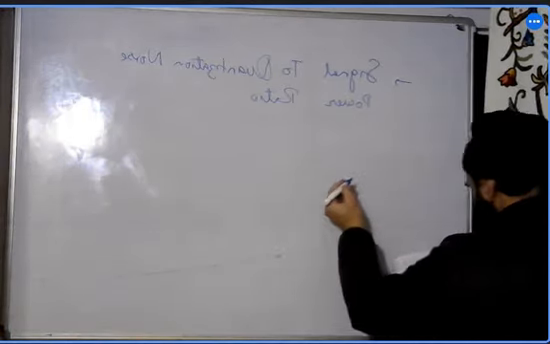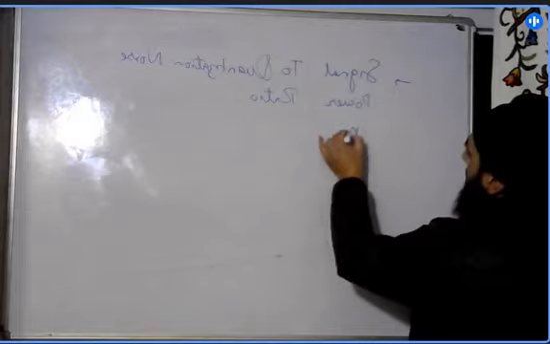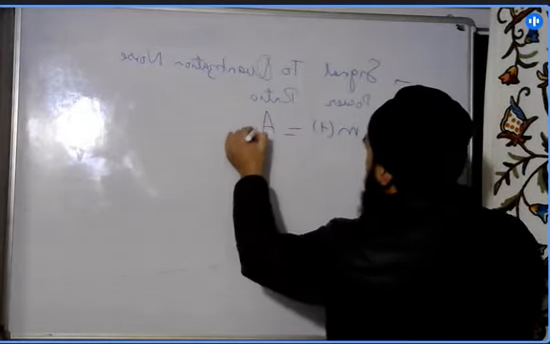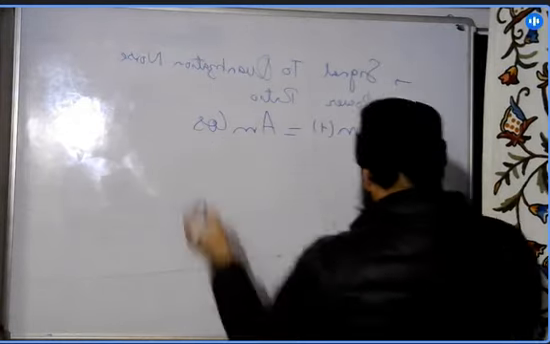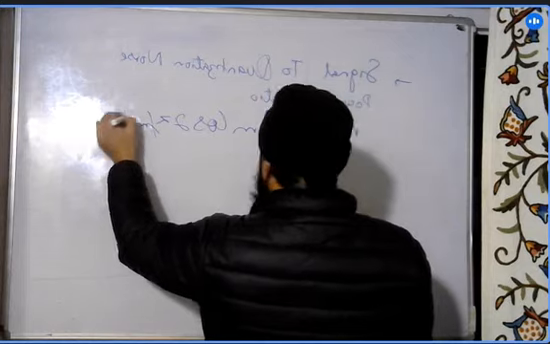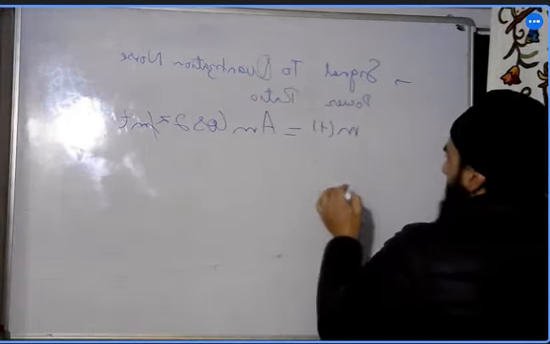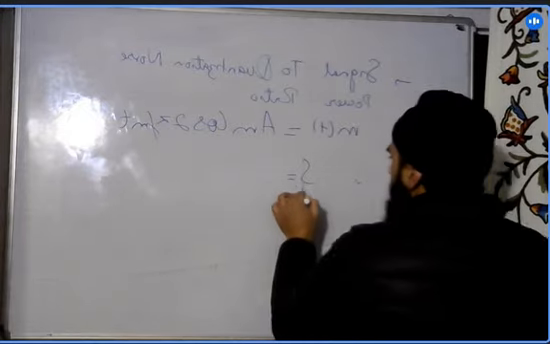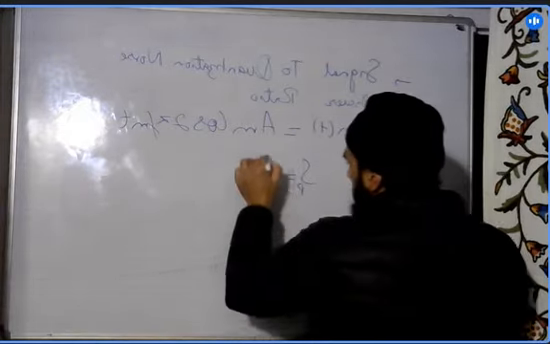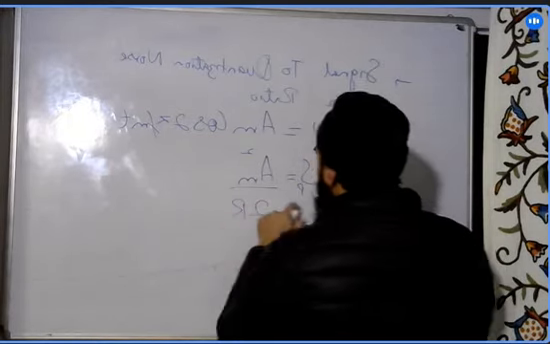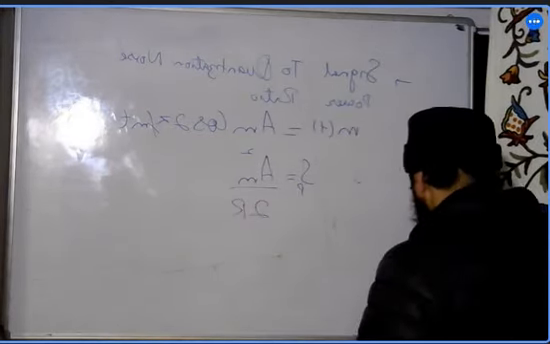So let's assume that m of t is equal to Am cos of 2 pi fm t. Therefore, our signal power will anyway be given as Am square by 2R. If you remember, signal power is given by Am square by 2R.